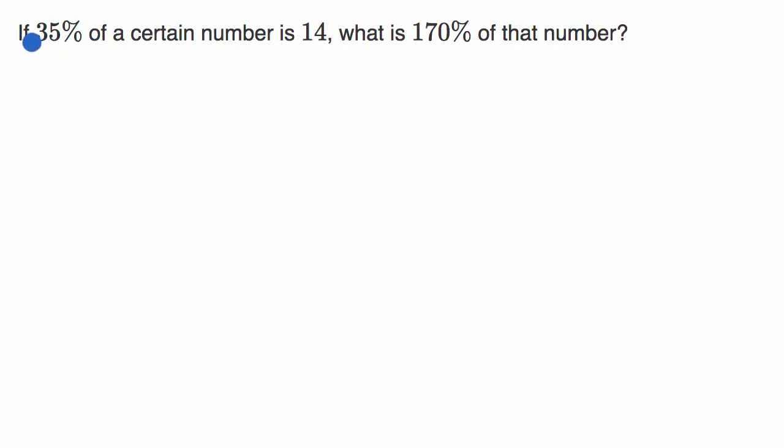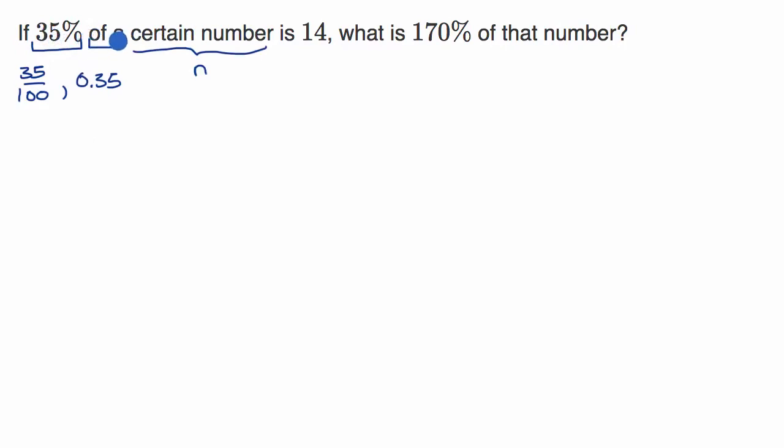So they're saying if 35% of a number, and 35%, remember, percent literally means per 100. So another way to think of 35% is it's 35 over 100, or you could view it as 35 hundredths. And so when they say 35 hundredths or 35% of a certain number, that's what they want us to figure out. So let's just call this certain number n. So they're talking about 35% of a certain number.